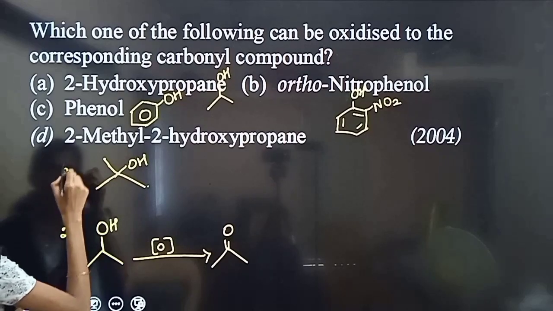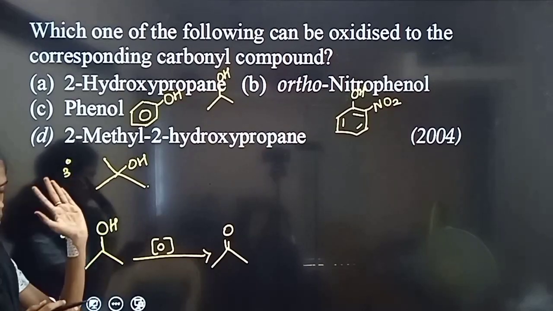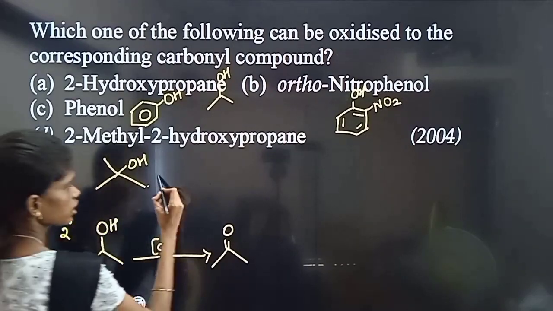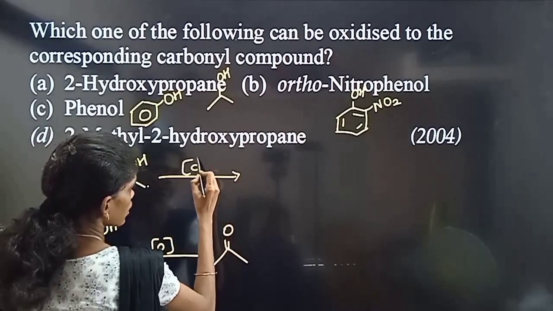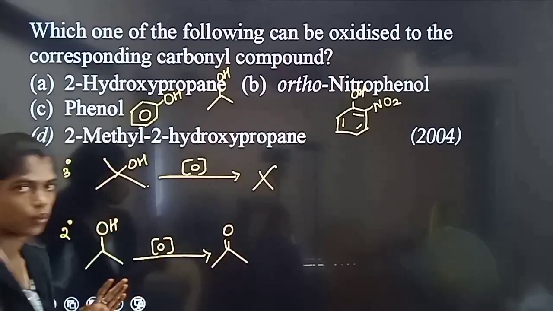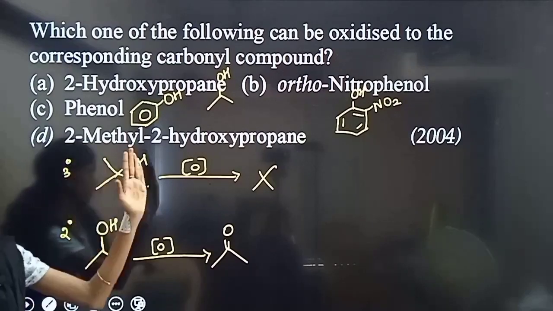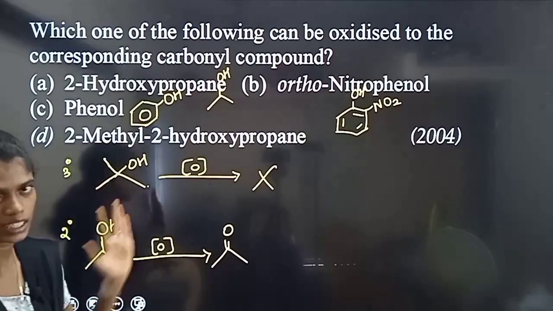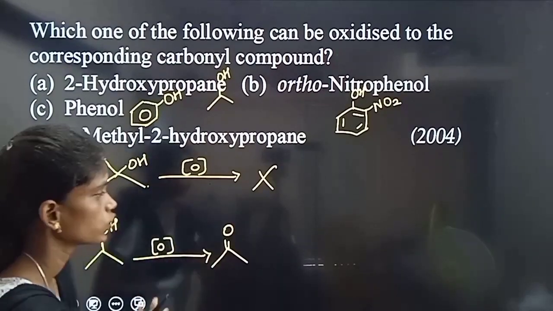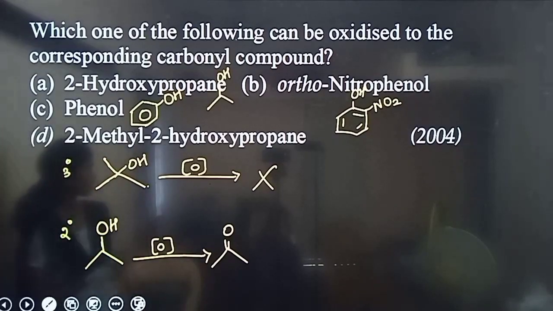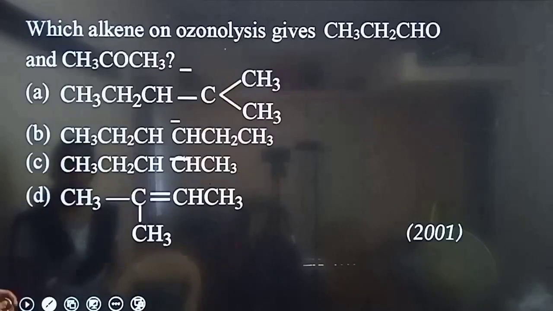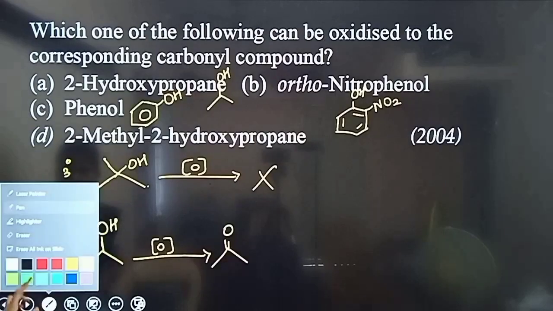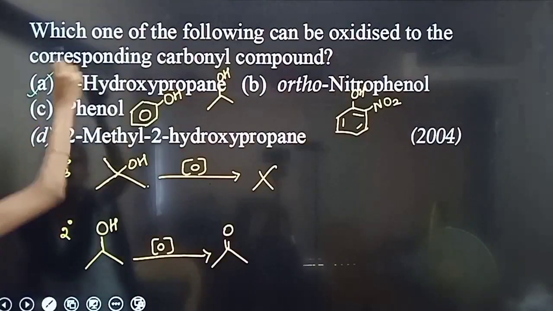And option D is a tertiary alcohol, which cannot be oxidized to carbonyl compounds. It undergoes an elimination reaction and forms an alkene only, not carbonyl compounds. You already know all of this, just think about it. Okay, option A is the right answer.